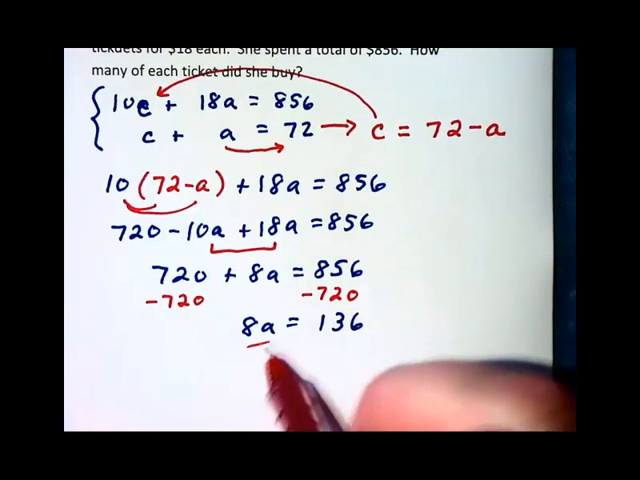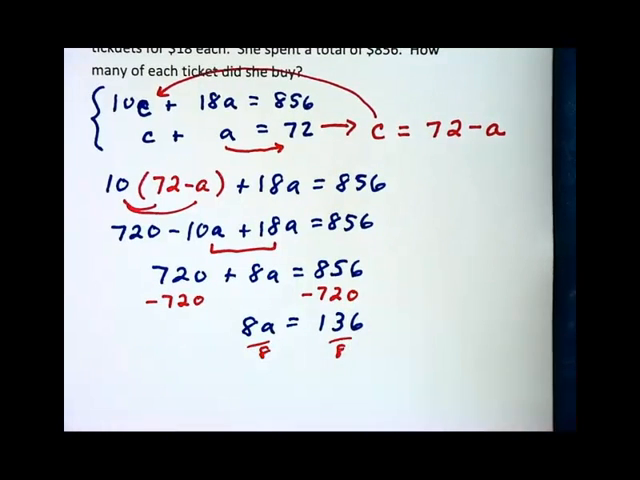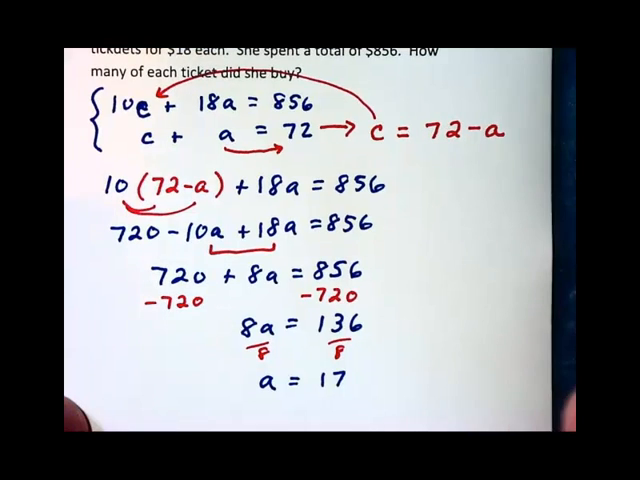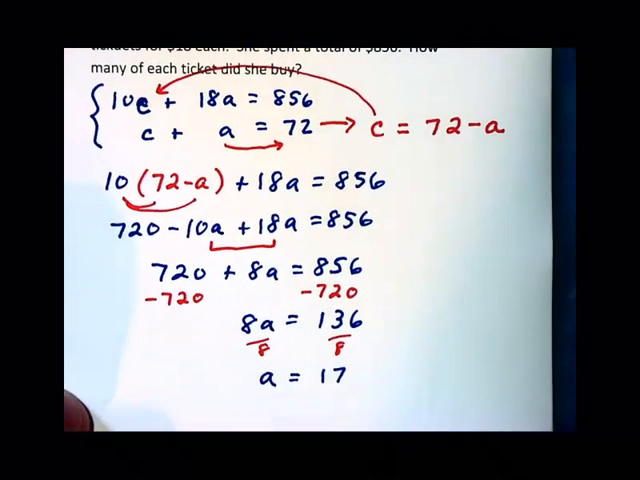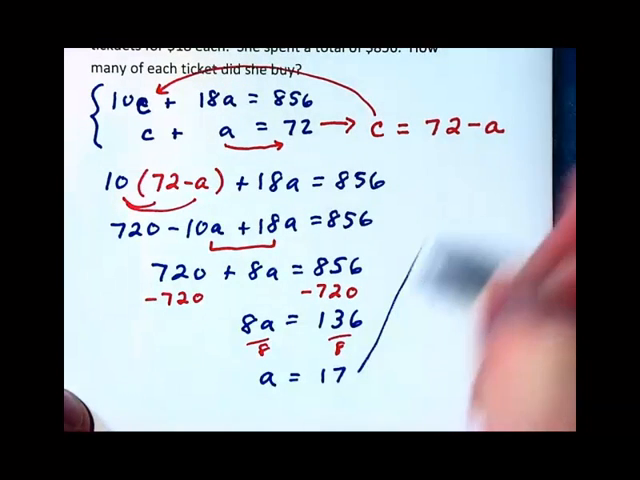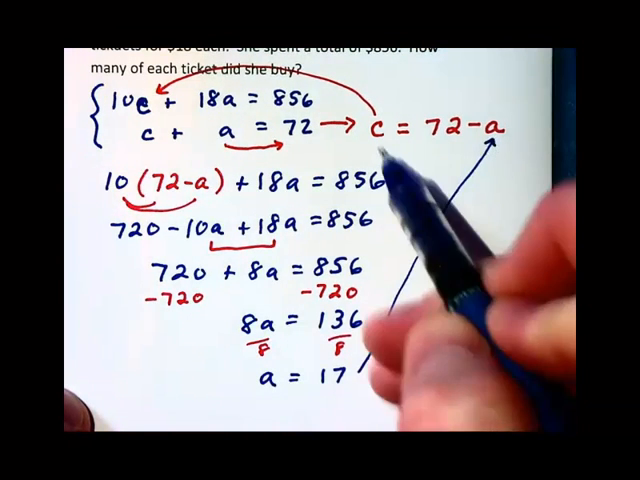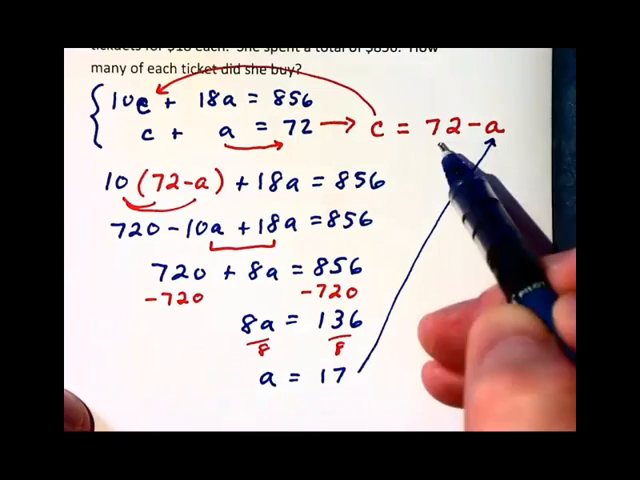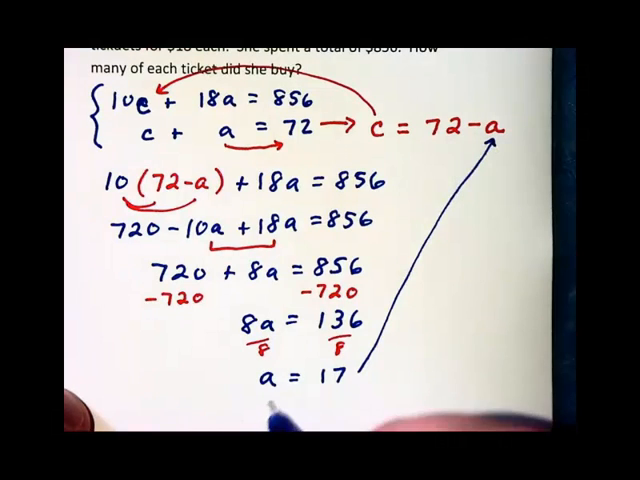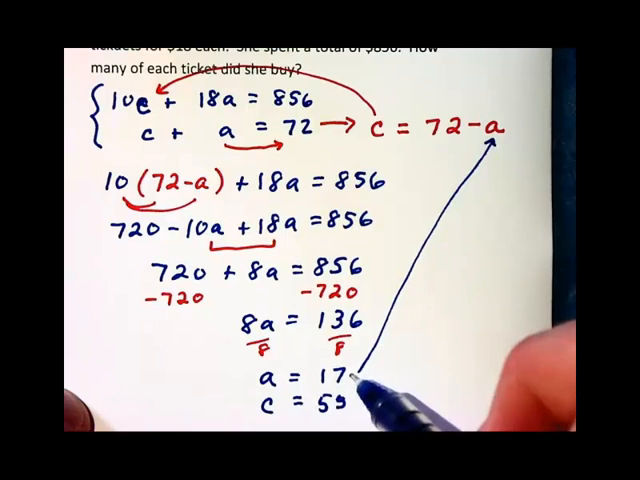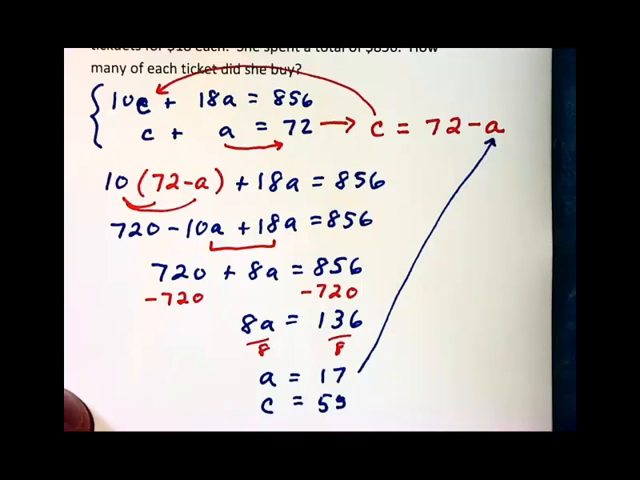And dividing each side by 8 gives us A equals 17. That means 17 of the adult tickets. But we need to know how many of the children's tickets, and we know right up here that we can find C by subtracting the 17 away from 72. So 72 minus 17 gives us 55. 17 adult tickets, 55 child tickets.